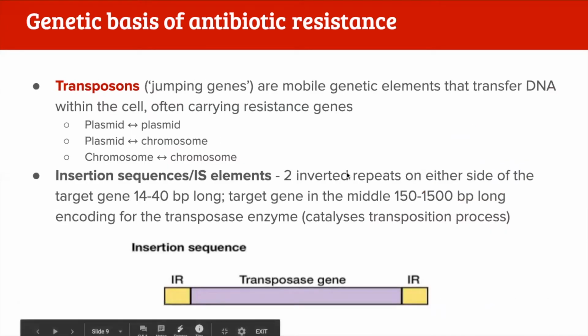Okay, so also transposons, so jumping genes. Transposons are mobile genetic elements that transfer DNA within the cell, often carrying resistance genes. So it can be plasmid to plasmid, plasmid to chromosome, or chromosome to chromosome. A simple form of transposons are insertion sequences, or IS elements. On insertion sequences, you have two inverted repeats on either side of the target gene, usually 14 to 40 base pairs long. So you see the yellow part here, IR, for inverted repeats. It's on either side. And then in the middle, you have a target gene that's usually 150 to 1500 base pairs long. And this will usually encode for the transposase enzyme, which catalyzes transposition processes.